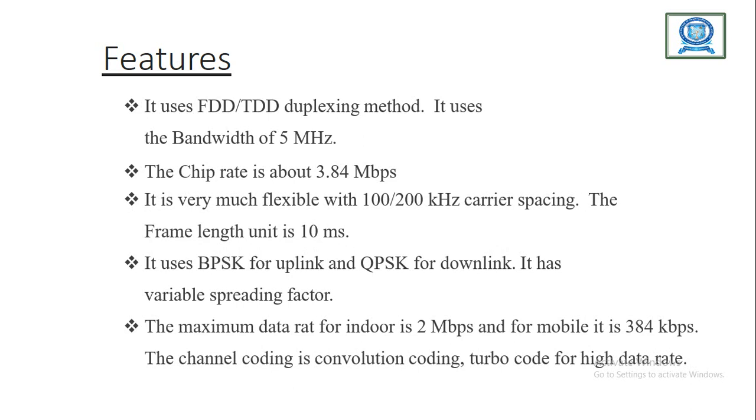It uses binary phase shift keying for the uplink and quadrature phase shift keying for the downlink. It has variable spreading factors. The maximum data rate for indoor is 2 megabits per second. For a mobile, it is 384 kilobits per second. The channel coding is convolution coding, and turbo code for high data rates.